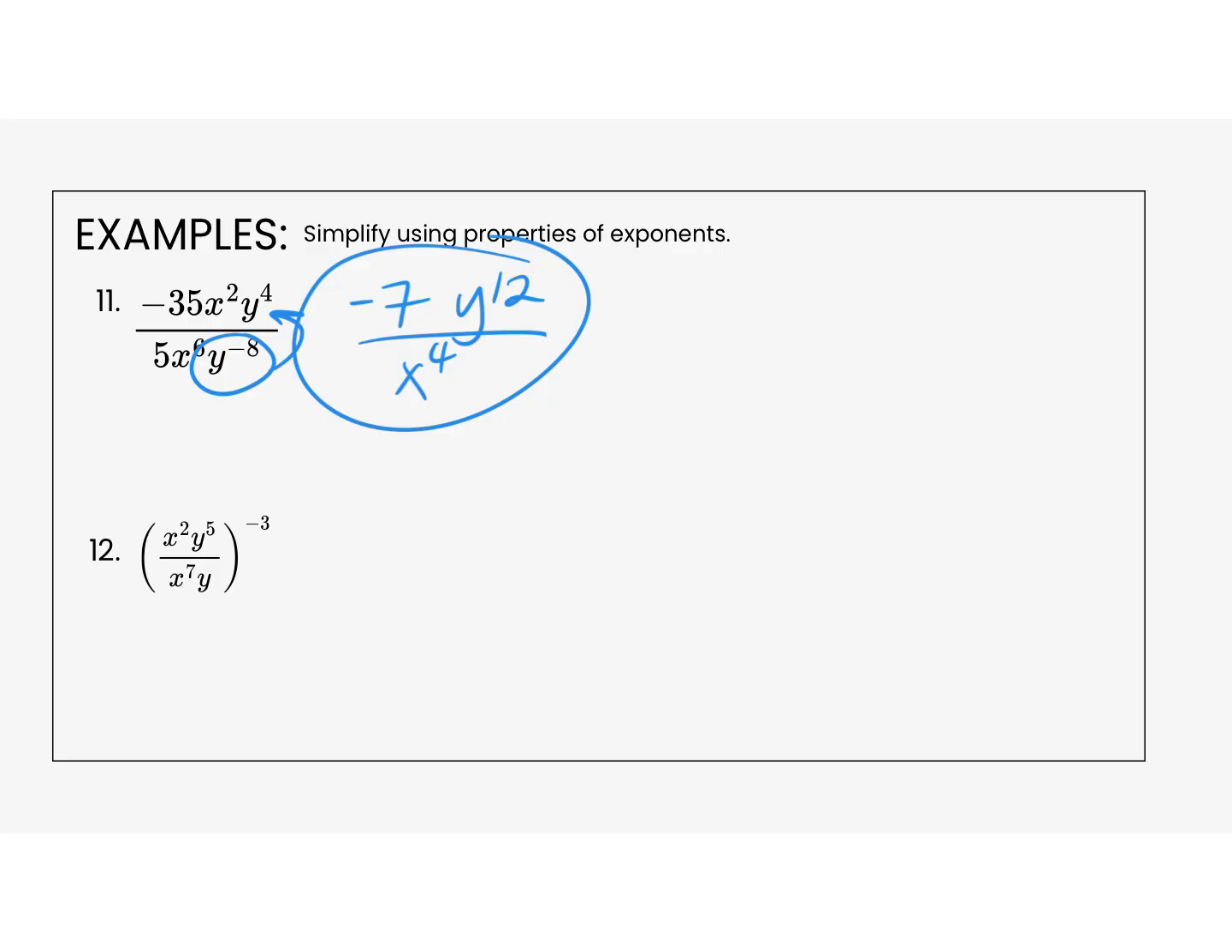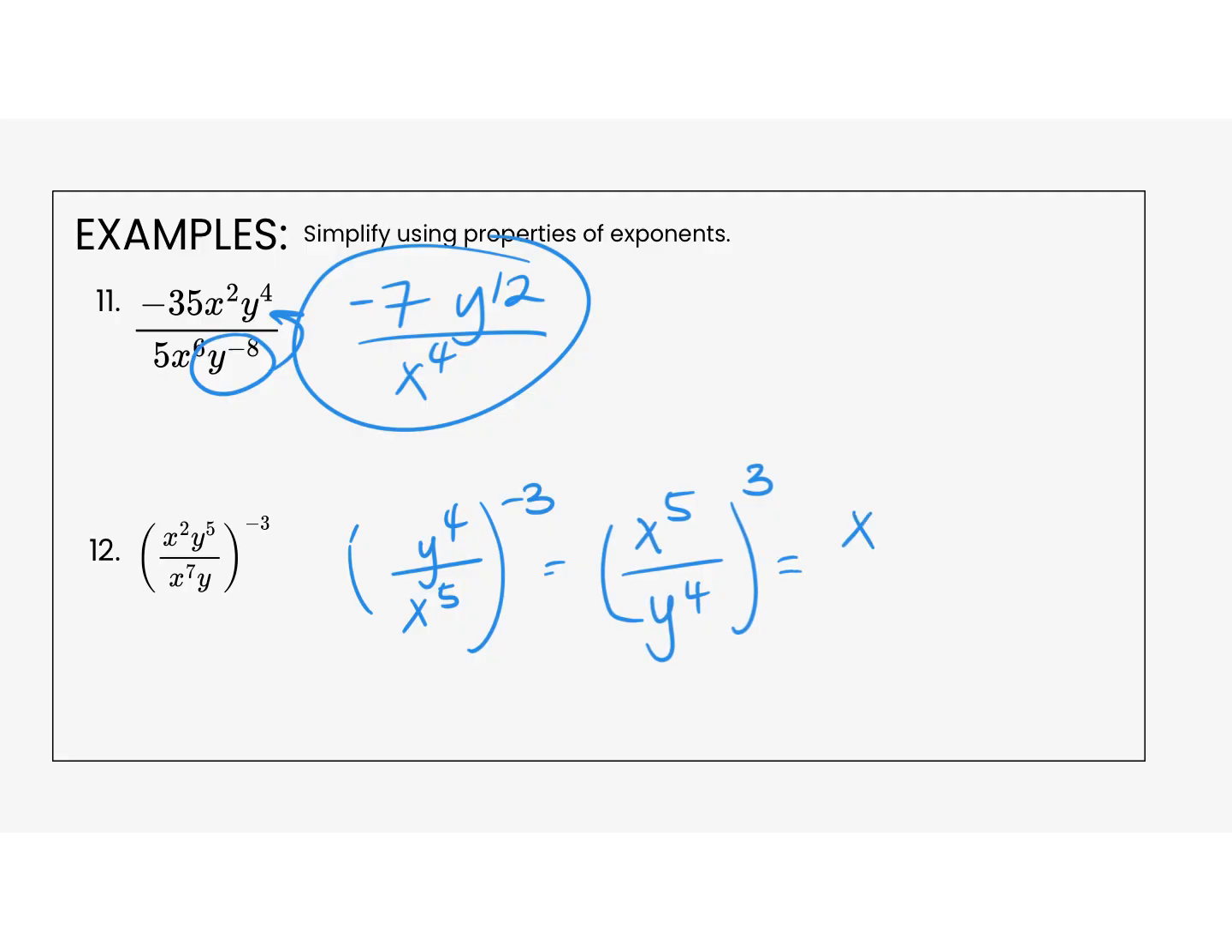Last one, I'm going to simplify inside before I do anything else. So I have y to the 4th on top and x to the 5th on the bottom. I have 5 more x's on the bottom. I have 4 more x's on the top. To the negative 3rd, the negative tells me I'm going to flip it. So I'm just going to switch that to make it x to the 5th, y to the 4th, still to the 3rd power. And then I'm going to take those to the 3rd. So my final answer would be x to the 15th, y to the 12th.